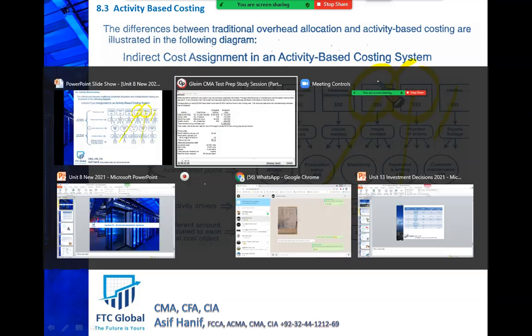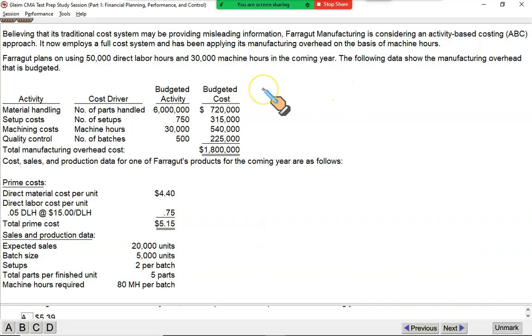So here is a classic example. We will do this question under the traditional system and under the ABC system. You will see how the cost will vary. In this question, all these costs are related to production, so they should become part of the product. So it's perfectly acceptable for ABC, for IFRS and US GAAP as well. So let us do it.